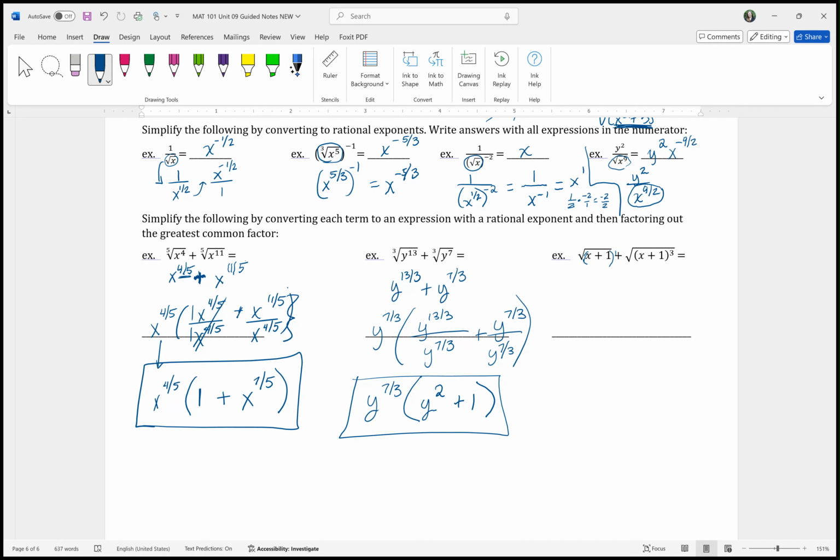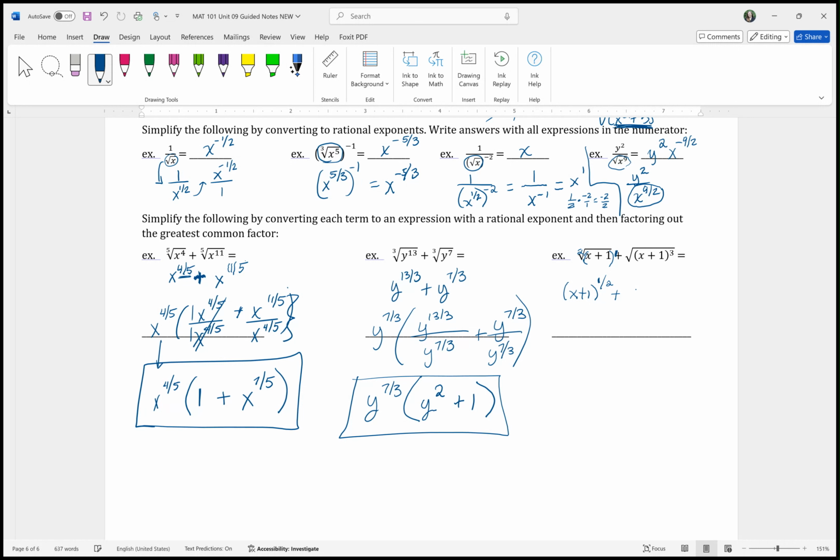Let's convert this. We're converting this. I just said that. This is x plus 1. What is our exponent inside? 1. What is our index? Understood 2. Okay, so this is x plus 1 to the 1/2.